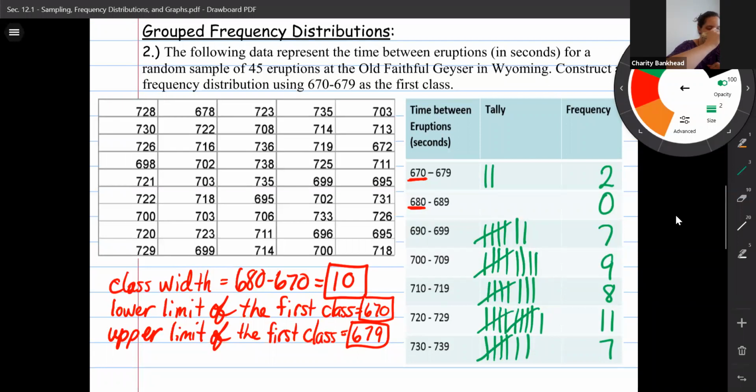And something else to notice is that if you are going to make one of these, notice how they have 670 to 679 and then 680 to 689. You don't want to say 670 to 680 and then 680 to 690, because then what would you do if you had the data point of 680 and you've got 680 on one and 680 on the next one? Which one are you going to put it in, right? So when you're constructing it, you want to make sure that you don't do it that way. That's why it's 670, 679.